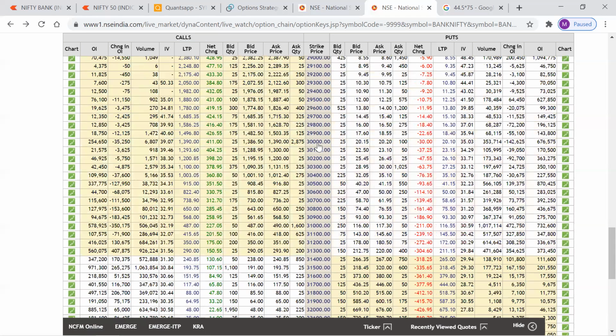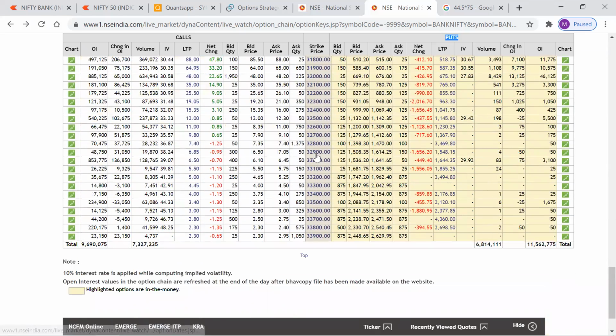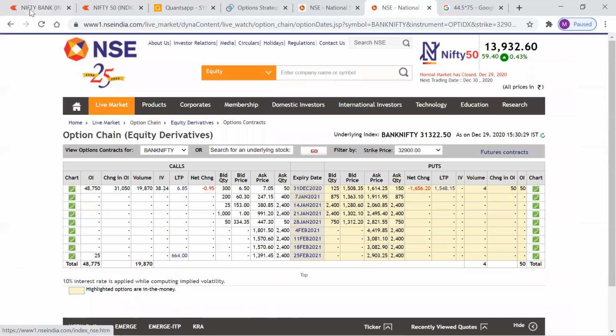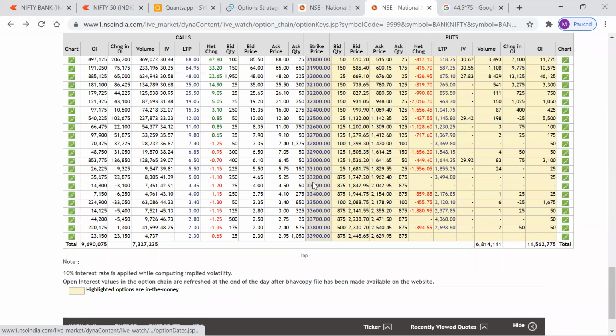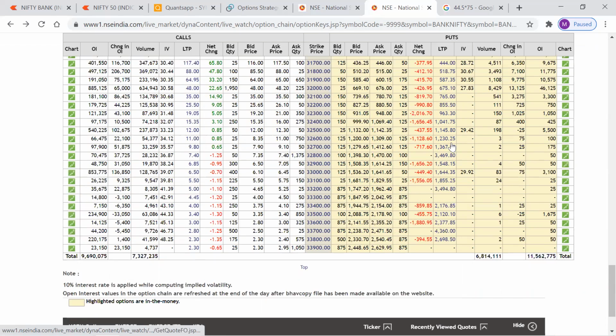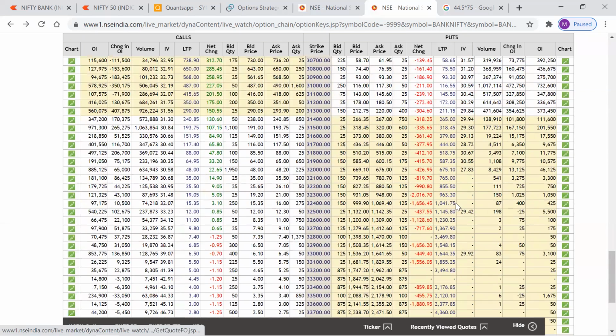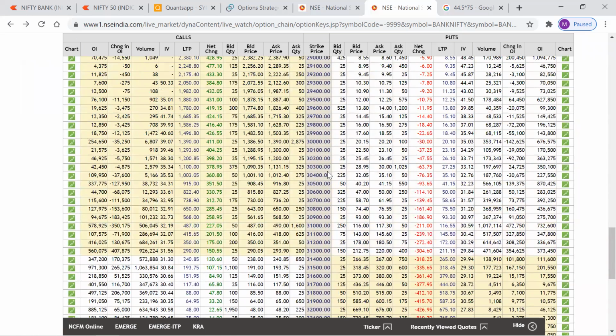Now, if you select the 30,000 or 29,900 put, this is put, and here is 29,900, which belongs to the white area, which is an out of the money put strike. Now, if you select the 32,900 put, this is put, and this is 32,900, which belongs to the yellow area, which is an in the money put strike. So it's pretty simple.